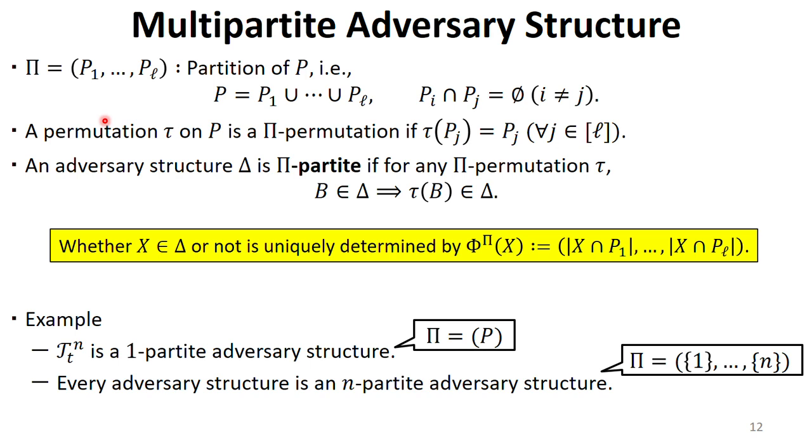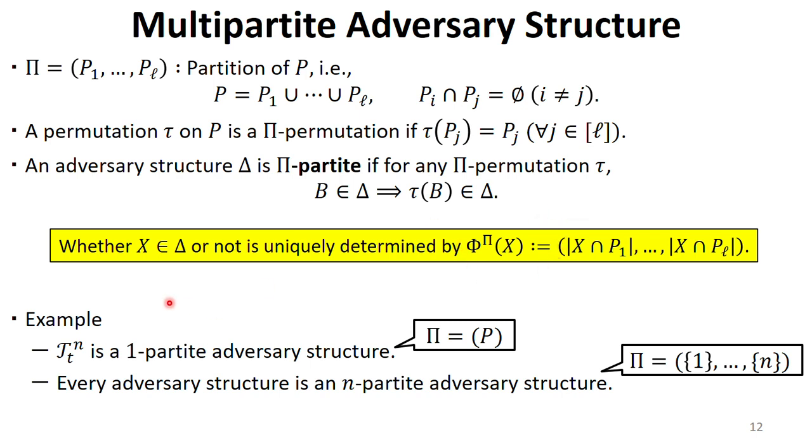And we call a permutation on P a pi permutation if it maps every player in each part to the same part. And then an adversary structure is called pi-partite if the image of every subset in delta by any pi permutation is also in delta. So informally, in a pi-partite adversary structure, whether a subset X is in delta or not is uniquely determined by the associated vector defined like this.